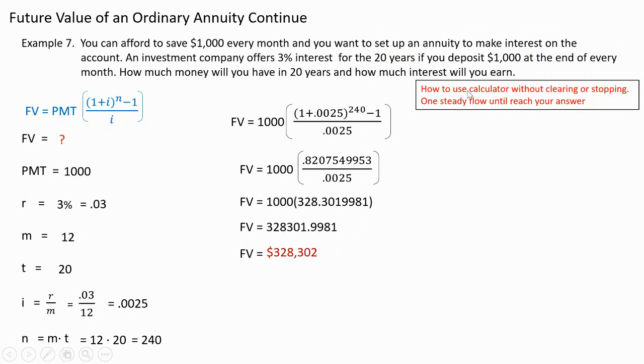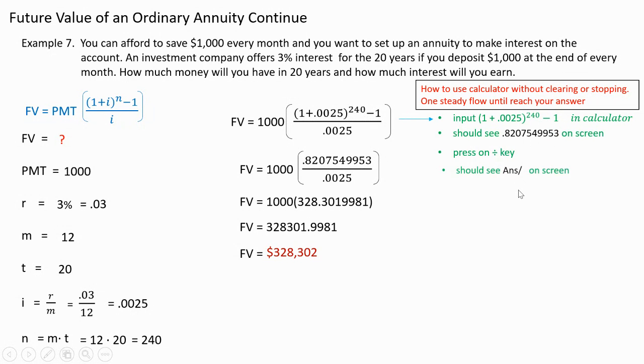But before I do that, this is how you do it in the calculator. How to use the calculator without clearing or stopping, in one steady flow until you reach the answer. So you're going to input that in the calculator, minus 1. Like I mentioned earlier, the numerator, you're going to see 0.82075. That's what we have here. Then you're going to divide that answer by 0.0025. And then you enter, you're going to get 328.3019981. That's what we have here.